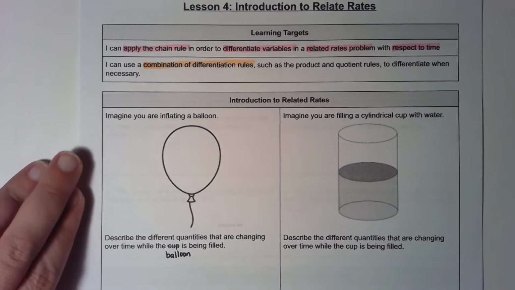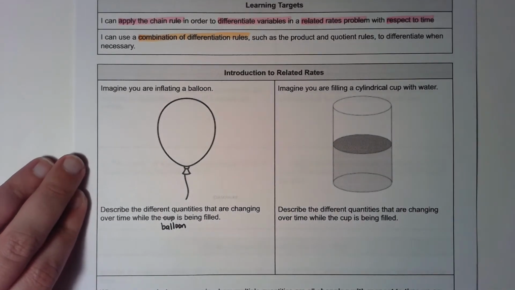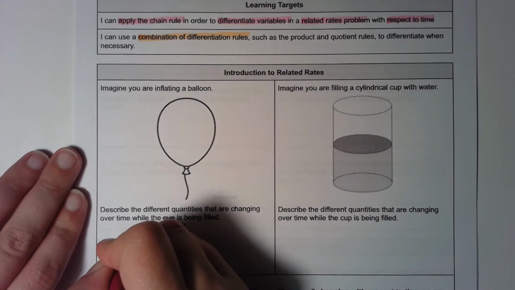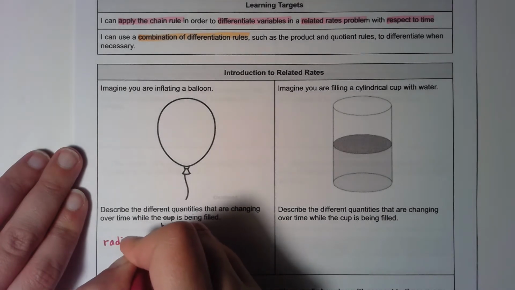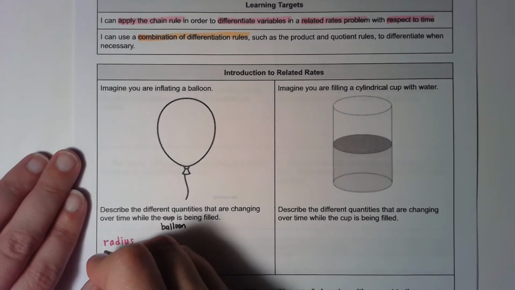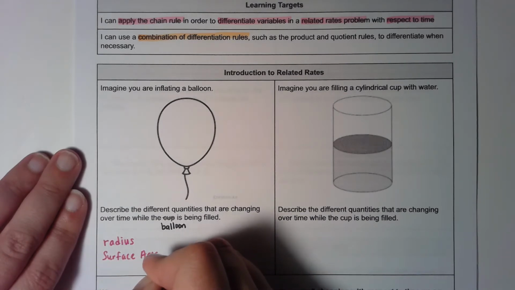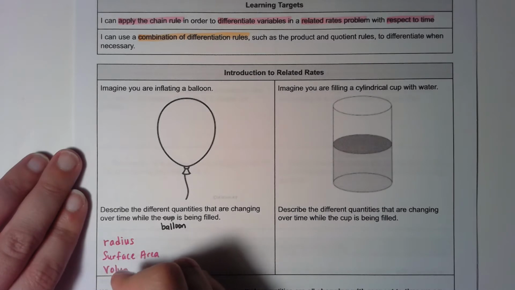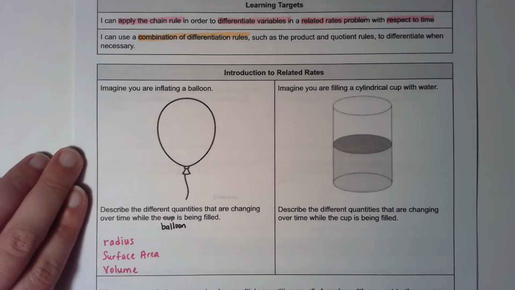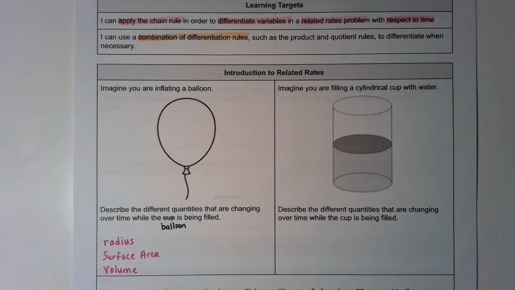If we're inflating a balloon and we use kind of our imagination, several things are changing. The radius of the balloon is going to change with respect to time. The surface area of the balloon is going to change with respect to time. The volume of the balloon is going to change with respect to time. So there are lots of different things changing here. How the radius of the balloon, how much surface is covered by the latex of the balloon, the volume of air that's contained within the balloon are all changing with respect to time.